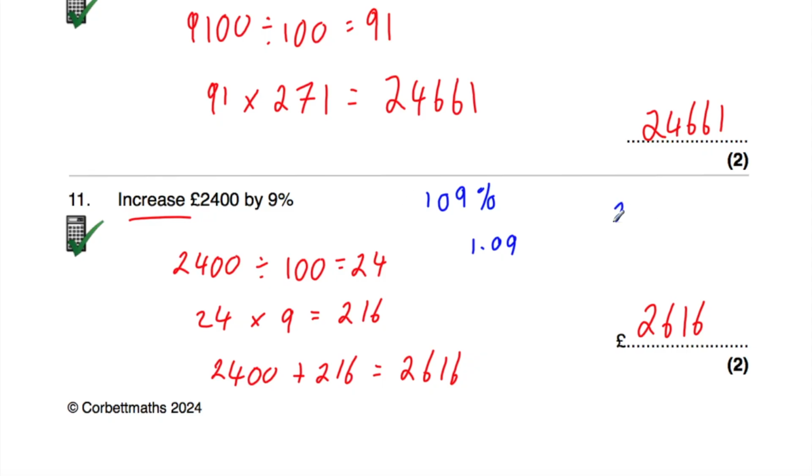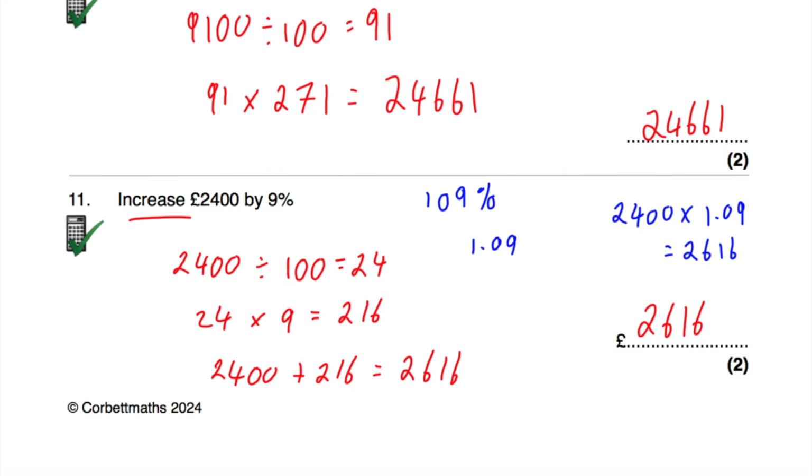So if we take the 2,400 and multiply by 1.09, you'll see in your calculator that's equal to 2,616. So we've just increased it by 9% in one step, and we've just multiplied the 2,400 by the multiplier of 1.09. So that can be really useful, to use a multiplier. So just multiplying it by 1.09 would increase it by 9%. If we wanted to increase something by 7%, you'd multiply by 1.07. If you wanted to increase it by 32%, you'd multiply by 1.32, and so on.